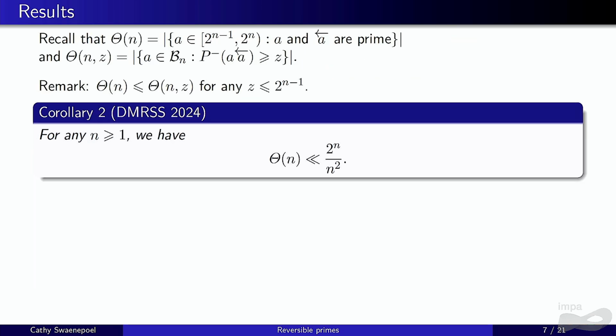Now, what can we deduce? First, we know that the quantity we're interested in, theta of n, is less than theta of nz, because if a and its reverse are primes, then the prime factors of a times its reverse are a and its reverse, which are both larger than 2 to the n minus 1, so larger than z, as soon as z is like this. So from the first part of the theorem, from the upper bound, we can deduce that theta of n is at most an absolute constant times 2 to the n over n squared. Which is good, because 2 to the n over n squared is the expected order of magnitude for theta of n.